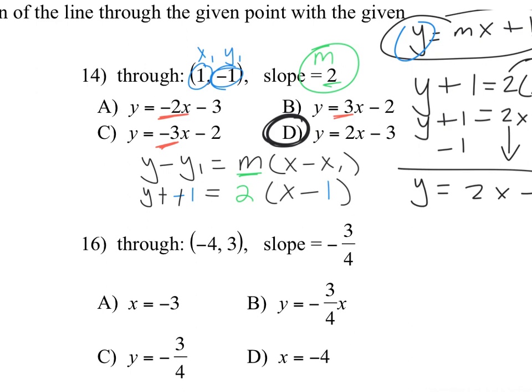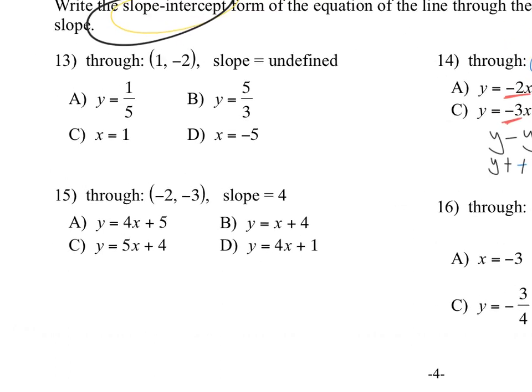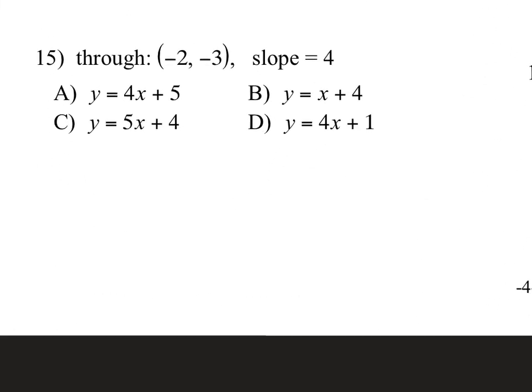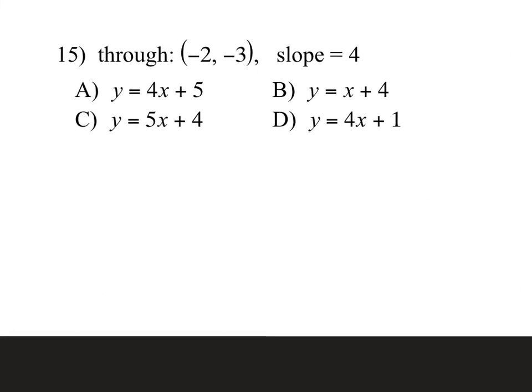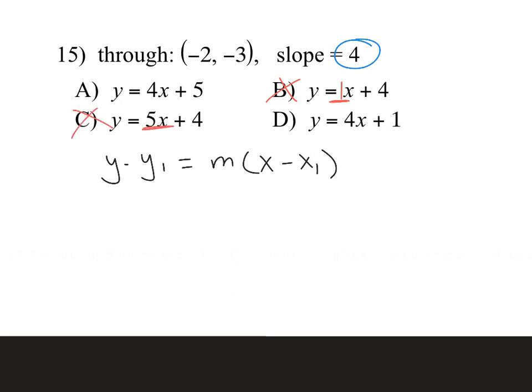They all had the wrong number, the wrong coefficient in front of the x. So you can use that as kind of a process of elimination to help yourself know whether or not you're doing this correctly. So I'm going to start off with the y minus y1 equals m times x minus x1. And I know that because my slope is 4, it can't be this one. It can't be b because b has a slope of 1 because there's no 4 in front of that x. And c has a slope of 5.